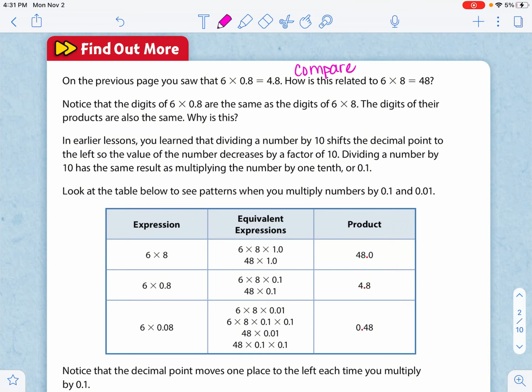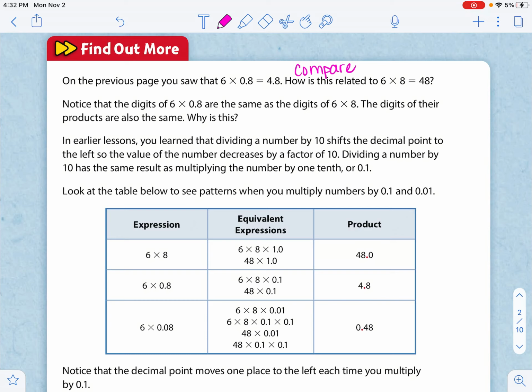Why is this? So why are the digits of 6 times 8 tenths the same as 6 times 8? Well, it's because we're still making 6 groups of 8. We're just not making 6 groups of 8 wholes. We're making 6 groups of 8 tenths. So we're still going to have the same number of 6 times 8. It's just going to be parts now instead of wholes. Okay?